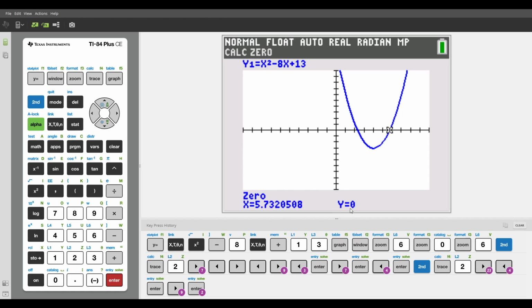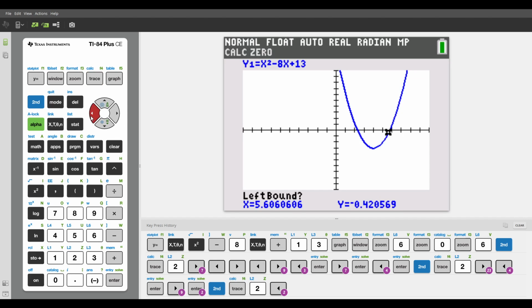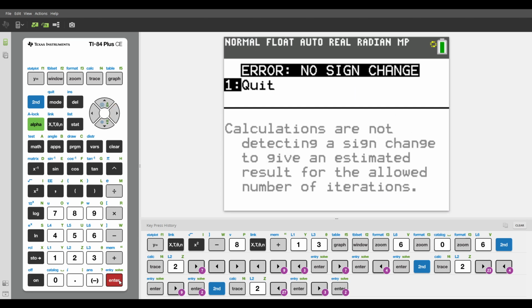Alright, so we know how to find the x-intercepts using the calculator now. So let's talk about a couple of common errors that I see students make, and errors that the calculator will tell them when they do this on their calculator. So the first common error when doing this, they'll put a left bound here and maybe a right bound here and then make their guess, and it says no sign change. What this means is that our left bound or right bound, one of them, was not actually on the other side of the intercept.